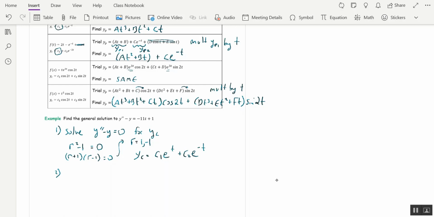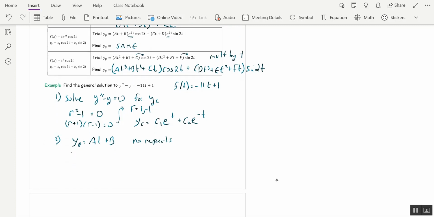Step 2, I write down my trial yp. So my f of t is negative 11t plus 1. So my trial yp is going to be a linear polynomial, at plus b. I look for repeats and I see there are none. So that is also my final yp. So I can go ahead and find yp prime, which is a, and yp double prime, which is 0.